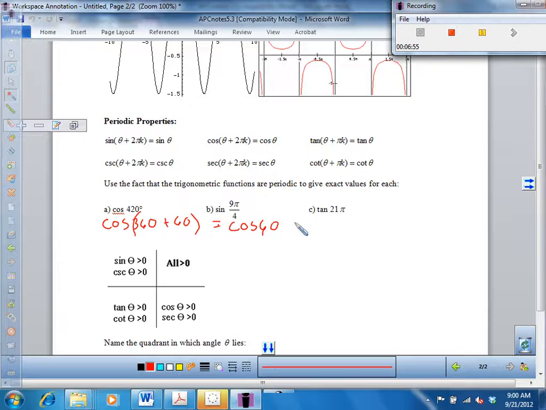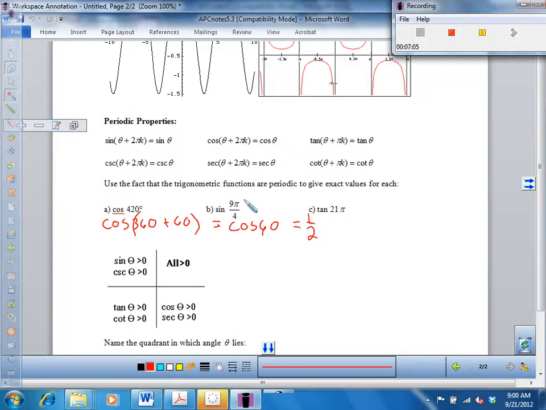And since I know my unit circle, who knows what that is? 1/2. Very good, Austin. It's either root of 3 over 2 or 1/2. And no, that's the cosine of 60. The sine of 60 is root of 3 over 2. Let me look at my chart. So cosine of 60 is 1/2. Okay? So that's correct.